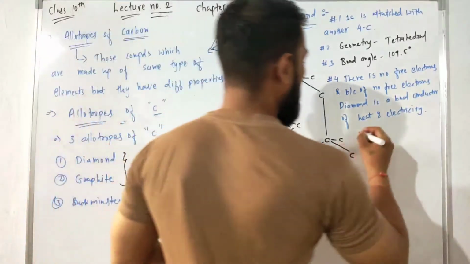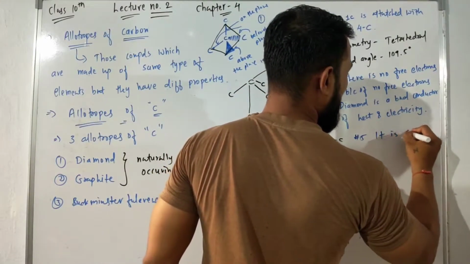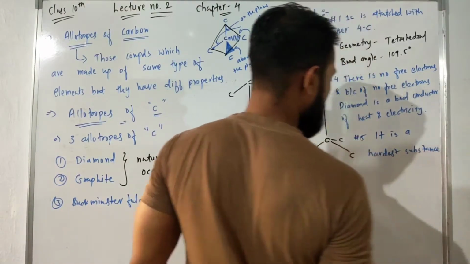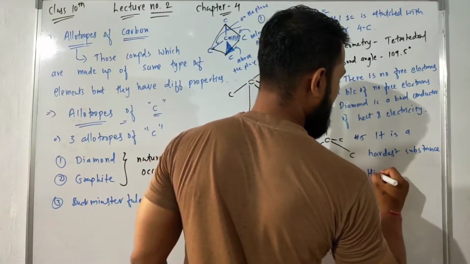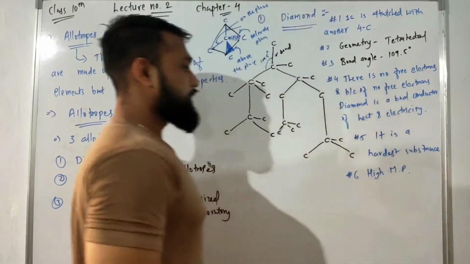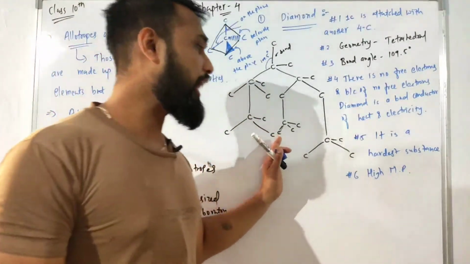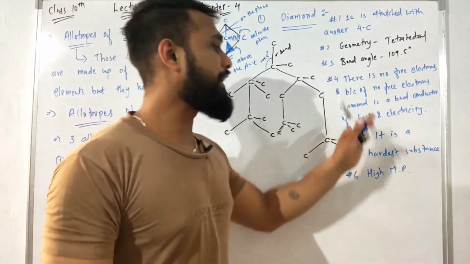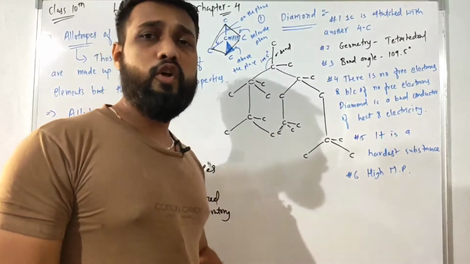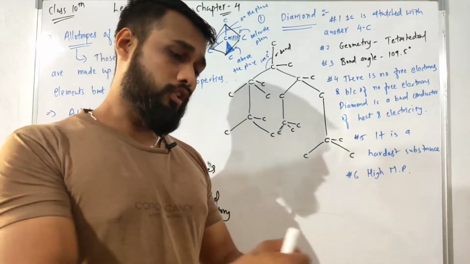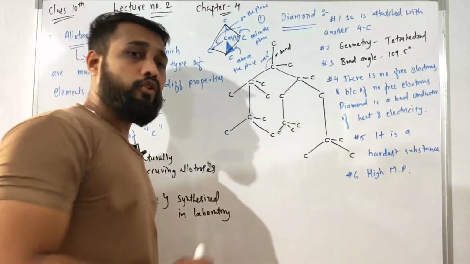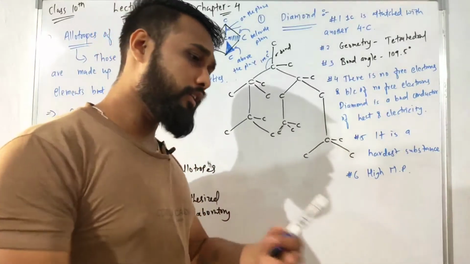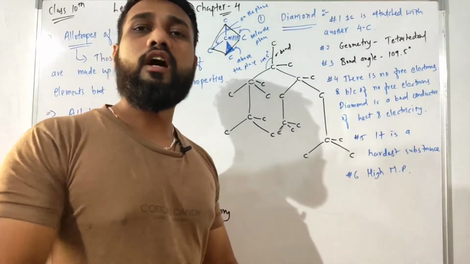Next point, it is the hardest substance. It also has a high melting point. If we need to melt this diamond, we need very high energy. That's why we can say that it has a high melting point. And obviously it is the hardest substance, because we all know that it is used to cut steel. You can use diamond to cut glass, even the hardest glass. It is even used to cut metals.